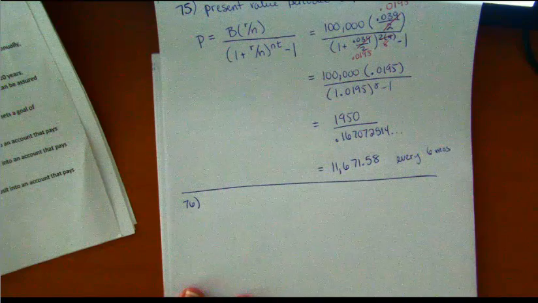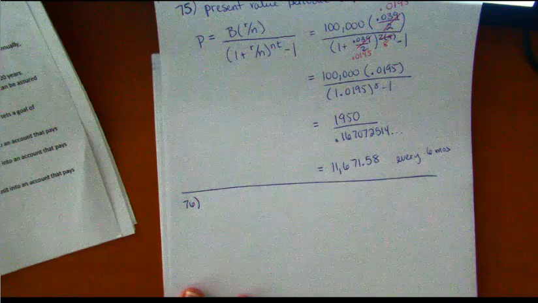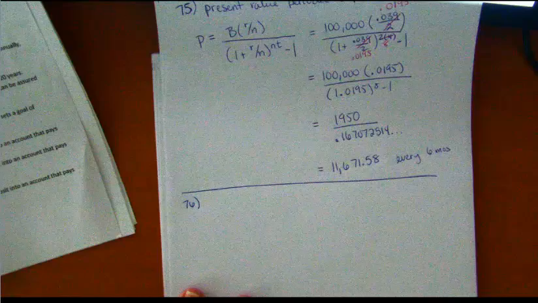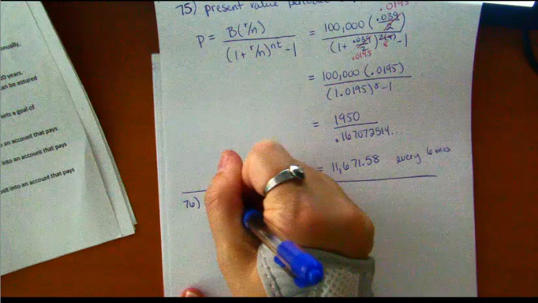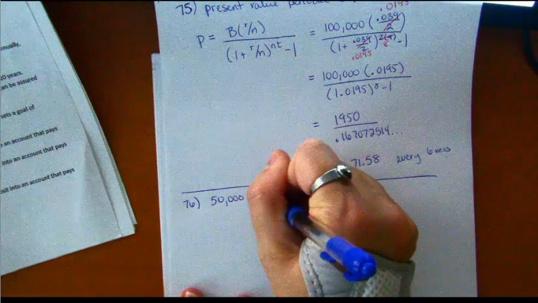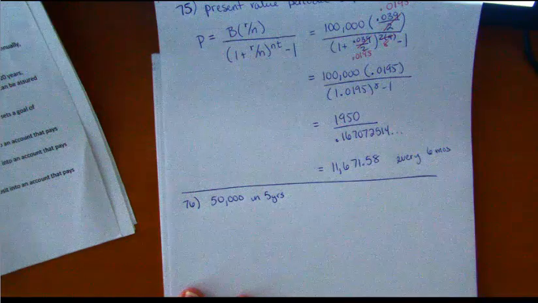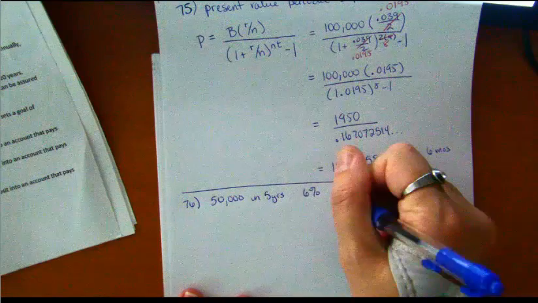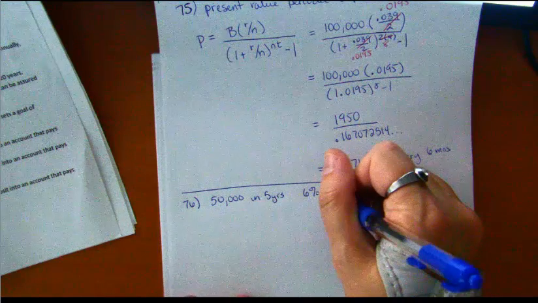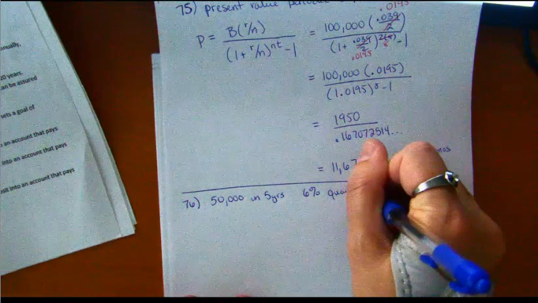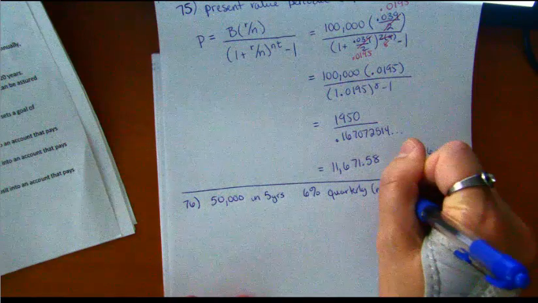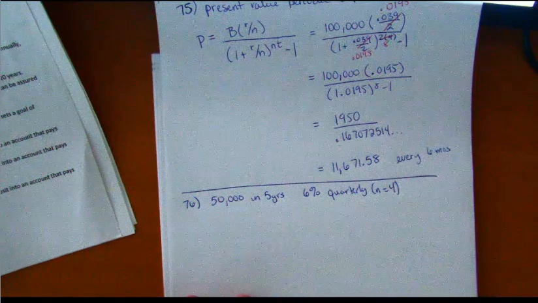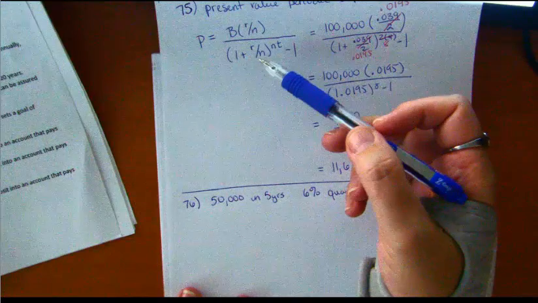Okay, 76 says Rich needs $50,000 for a down payment on a home in 5 years. So he needs $50,000 in 5 years. How much must he deposit into an account that pays 6% interest quarterly? So that makes N is 4. Same formula as our last problem.